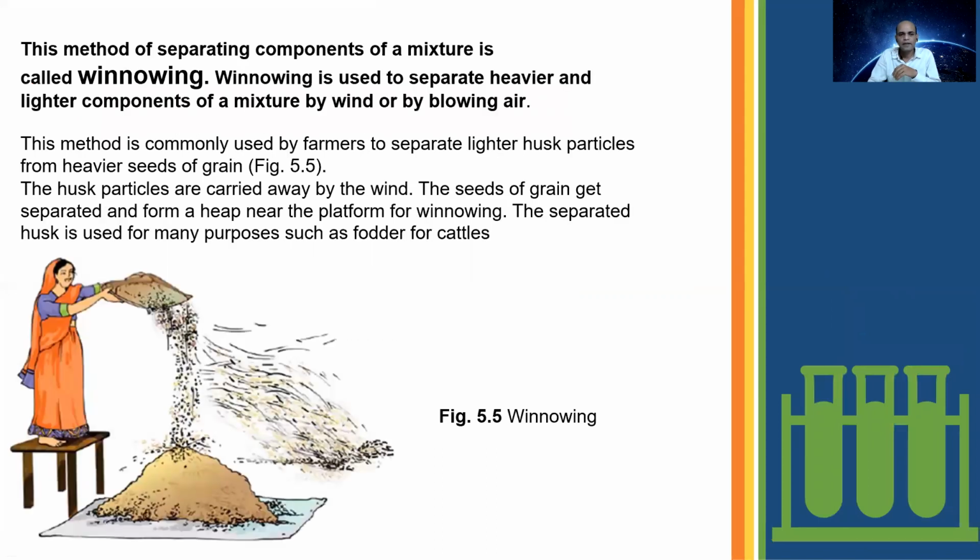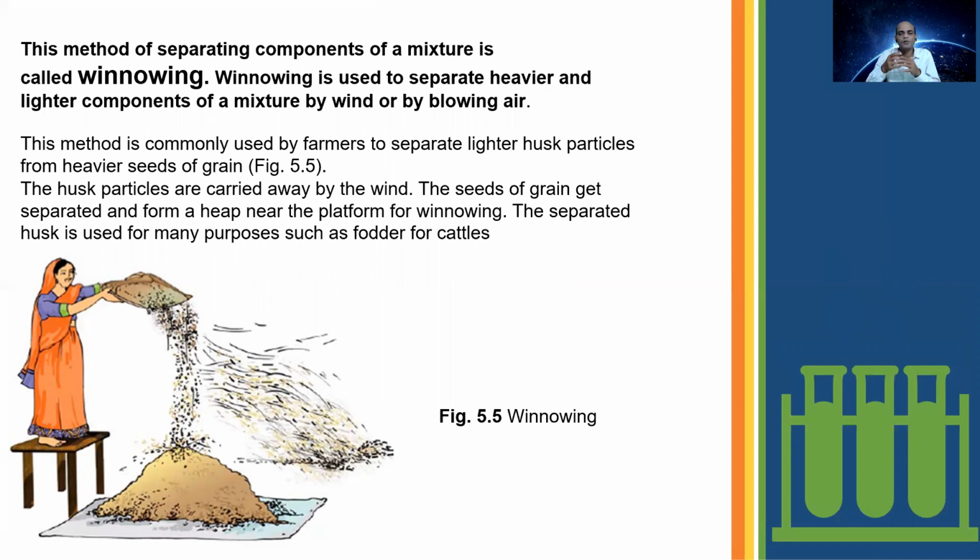Look what happens sometimes once the rice is taken out from the stack, now the process is the upper cover of the husk is to be separated from the rice, right? Maybe it's sometimes wheat or sometimes it's rice also. Now what to do? We use certain processes by which we can separate them.